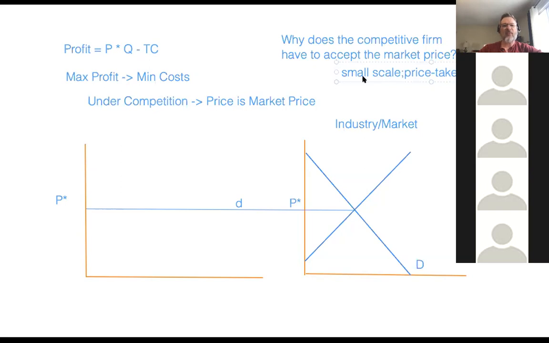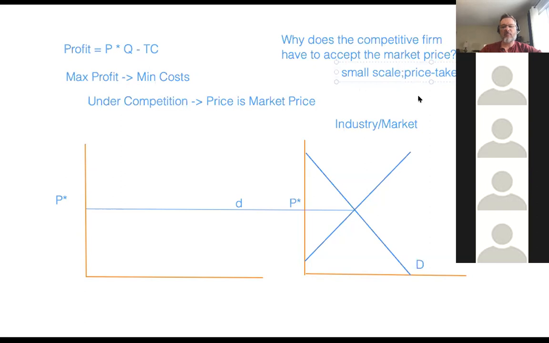So the small scale thing gets to this point about when is it the case that a firm has to, what are the circumstances in an industry that result in price taking behavior by firms? One of them is that a lot of people say, well, in a competitive industry, the competitive firm is a small part of the overall market. That's fine, that's the small scale observation.